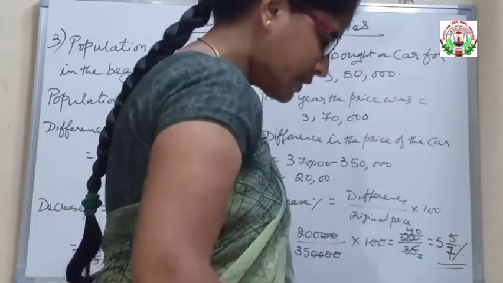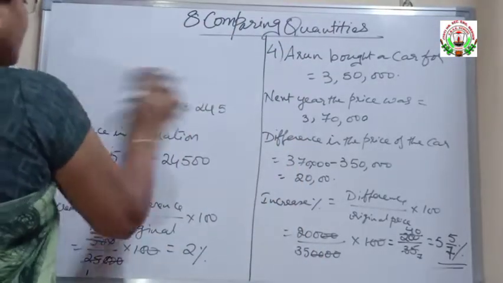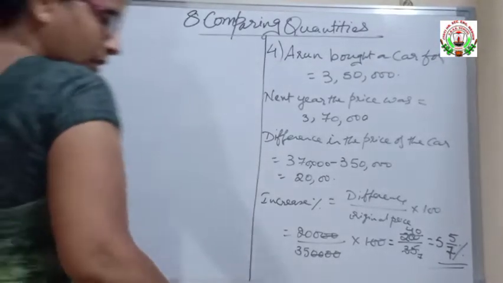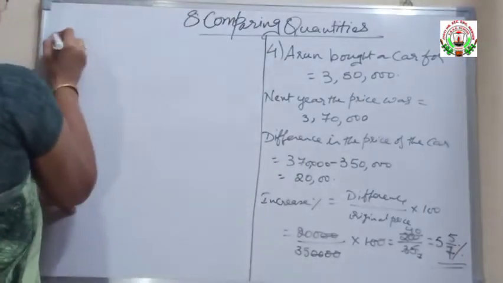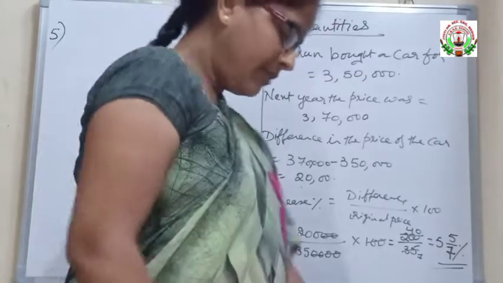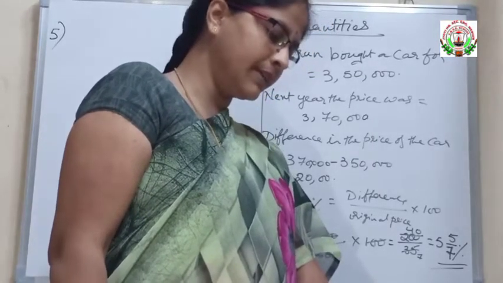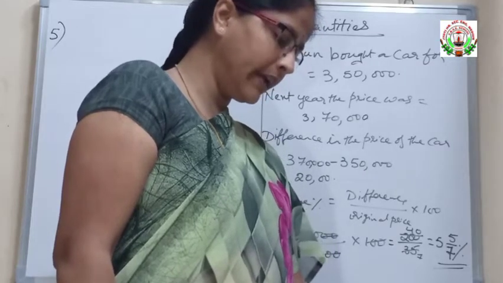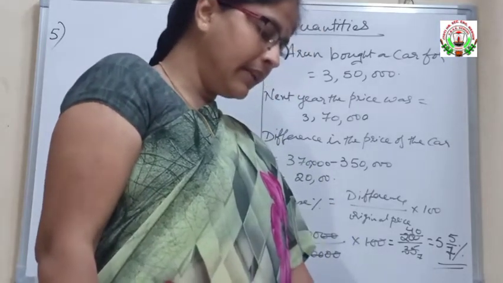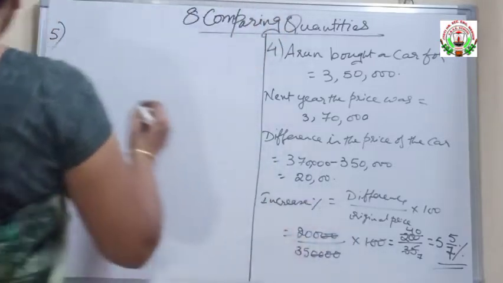Now the fifth question. I buy a TV for rupees 10,000 and sell it at a profit of 20%. How much money do I get for it? Here they have given the cost price of the TV.